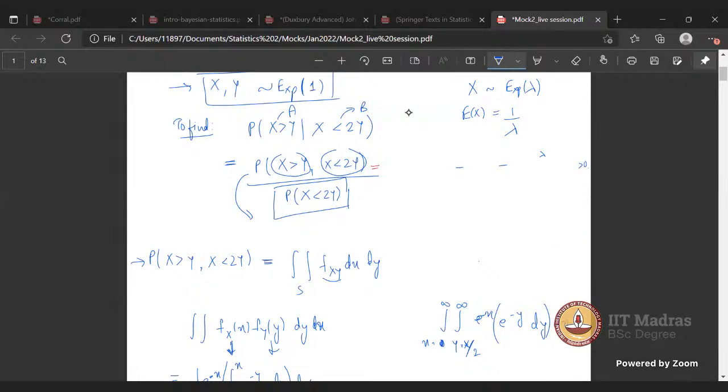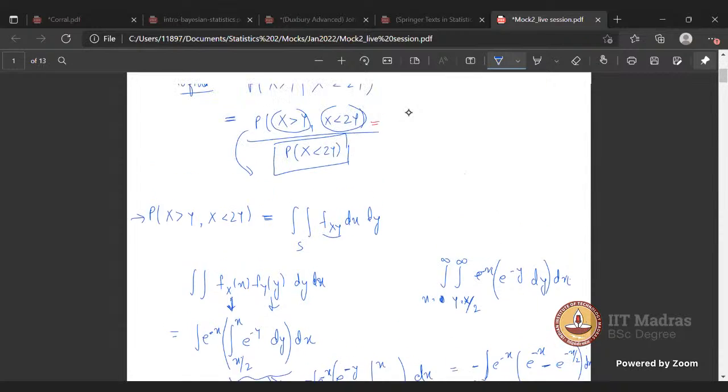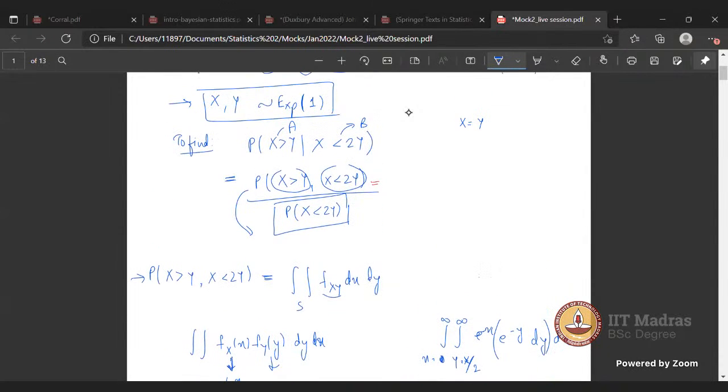Ma'am, can we just integrate x equals y and subtract x equals 2y? Okay, for this problem, is it? Yes, ma'am. If you find this region, so what you're saying is, this is x equals 2y, this is x equals y. Can you repeat?